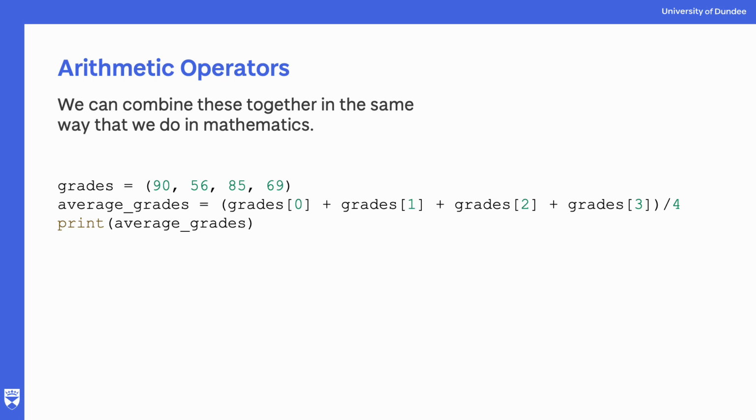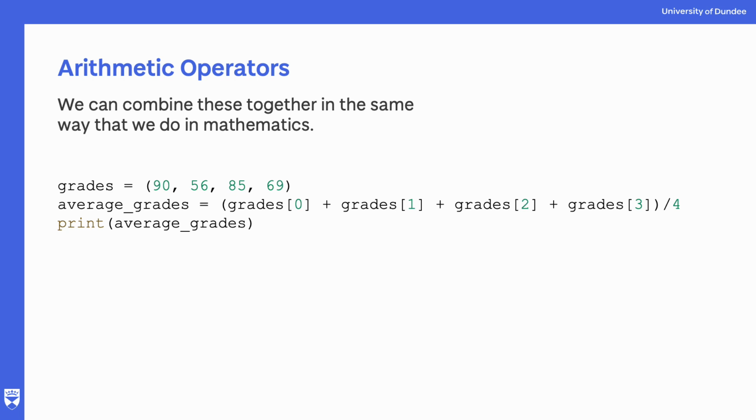So let's say I want to calculate, I have a class of 4 people, I've had a test, this is 4 percentage scores, and I want to calculate the average grade that my class has. So I've created my 1, 2, 3, 4 values. I then create a new variable called average grades, and inside that I'm going to store the average number.